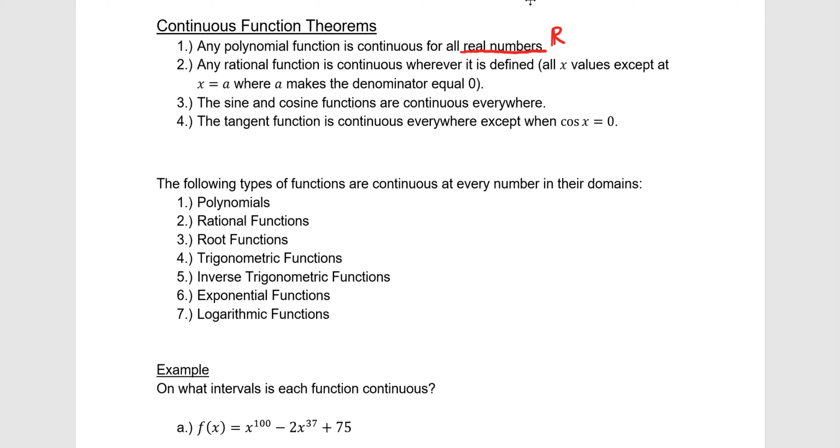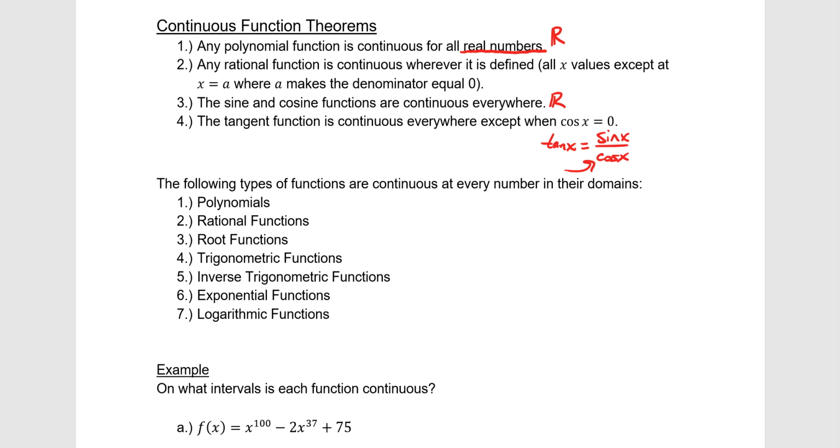That means the set of real numbers. Number 2, any rational function is continuous wherever it's defined, which means all x values except the x values that make the denominator equal 0. Sine and cosine are continuous everywhere, negative infinity to infinity, so I'll just put R again. And then for the last one, tangent functions continuous everywhere, except when cosine is 0. That is because tangent of x equals sine of x divided by cosine of x.